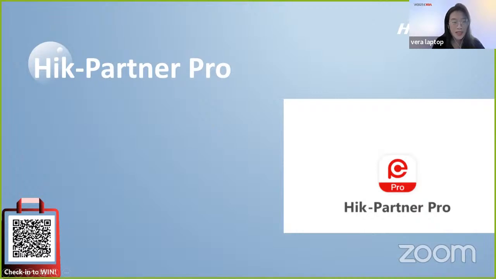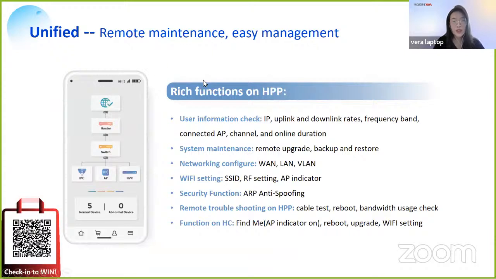What do we have at present? And following, we will show you about the Hik-Partner Pro, the HPP. The rich functions of the HPP, which you are very familiar with already, let users check the IP, uplink and downlink rate, frequency band, connected AP, channel, and online duration. So we call this easy operations. We checked the materials before, which mentioned O&M. What is that? The operation and maintenance.